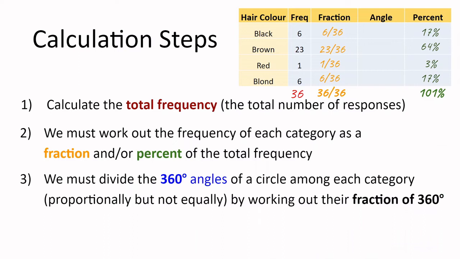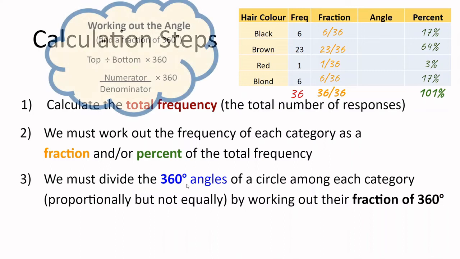To work out the angles, keep in mind that a full turn, so the whole pie, makes 360 degrees altogether. And I've got these 4 sections that I need to split the pie into. But I'm not going to simply divide 360 degrees into 4, because obviously the people with brown hair, which was 23, would require a bigger section of the pie than the people with red hair, which was only 1 person. So I'm going to work out these fractions of the 360-degree angle.